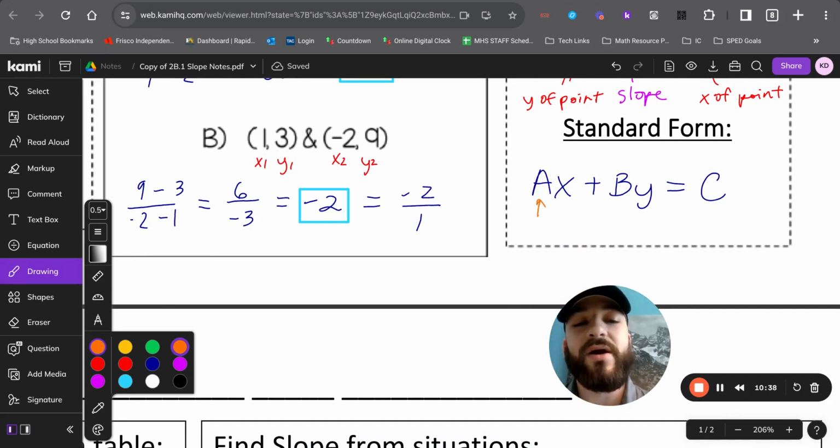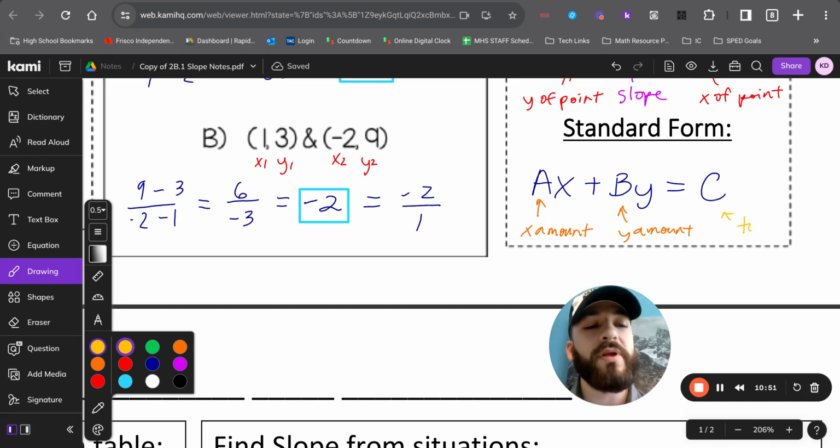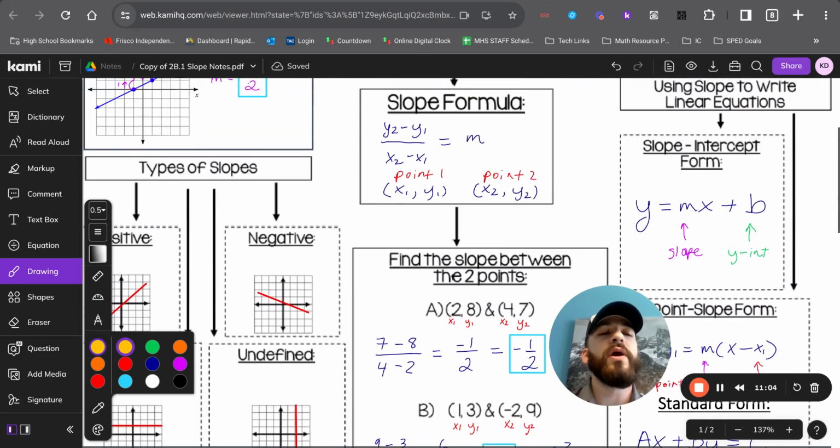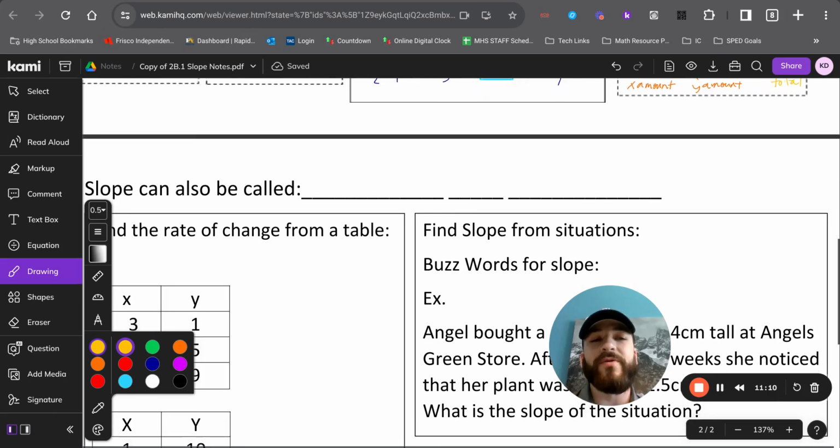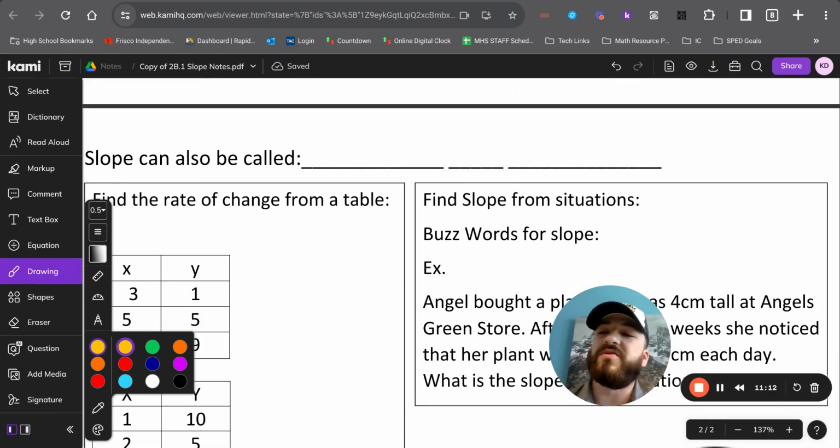So this a is our x amount. This b is our y amount. And then last but not least, this c down here at the end is actually what we'd call a total. And this standard form, don't worry about it for right now on our slope. If you see an equation in standard form, we're actually going to change it to be in point slope or in slope intercept form. So it's good to be able to recognize it, but it's not really a form that we want to be able to write and to use right now. We're going to focus on that a little bit more later in the unit.